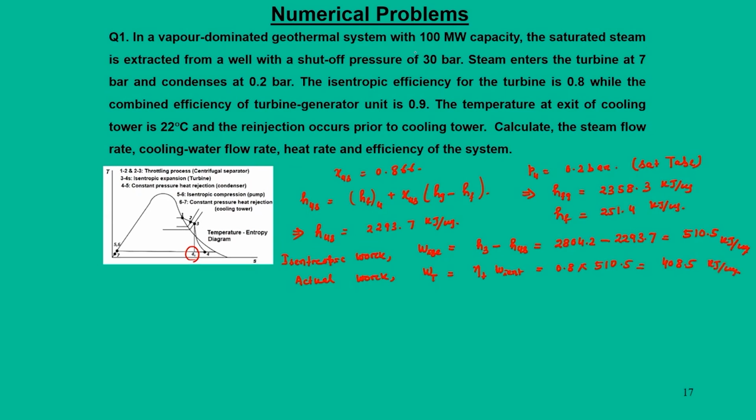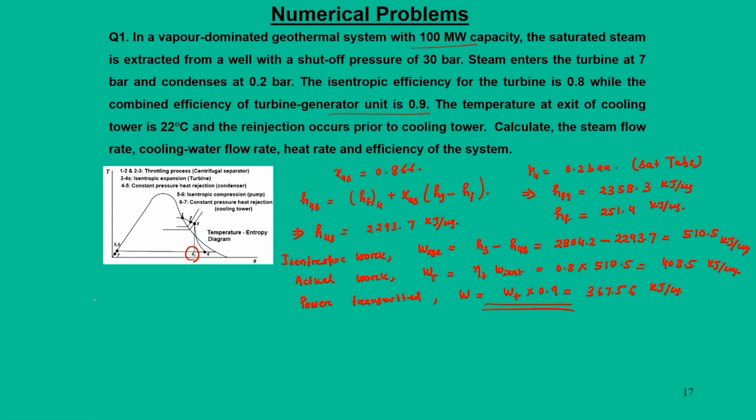Then, you have the power generated, 100 megawatt, at a turbine generator unit combined efficiency of 0.9. So, we can say how much power is transmitted, which is, I am writing just as W is equal to WT into 0.9. This number is actually 367.56 kilojoule per kg.